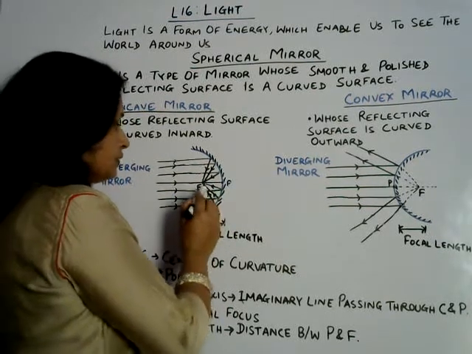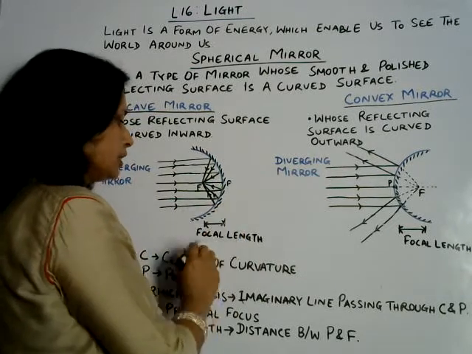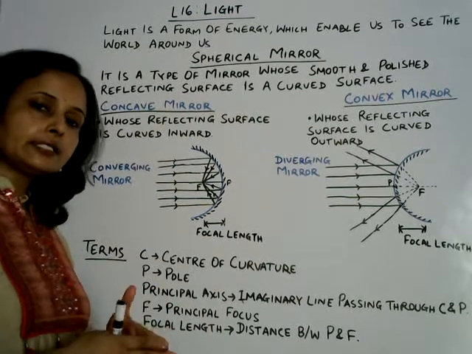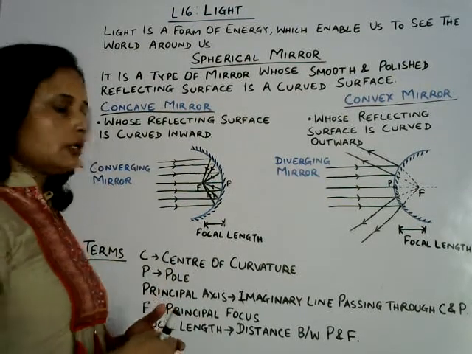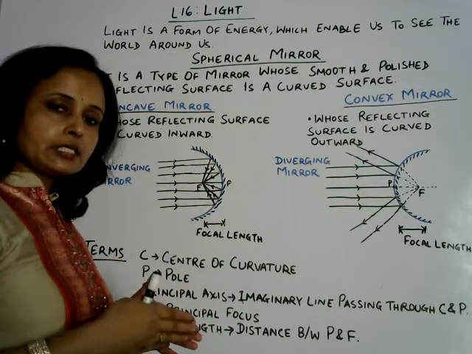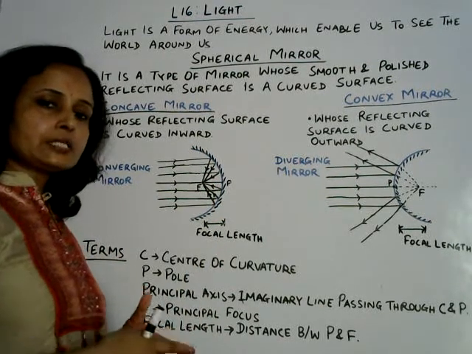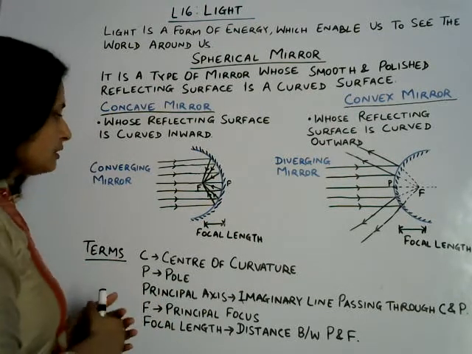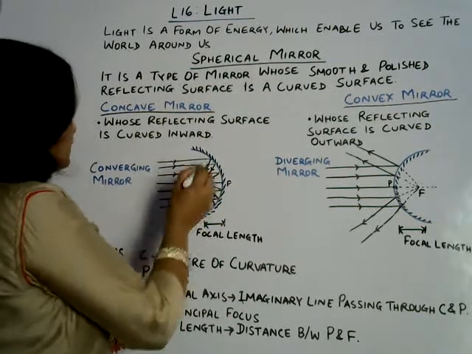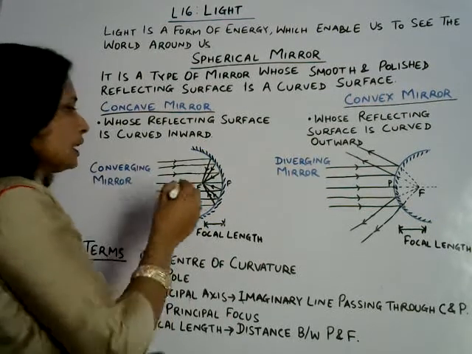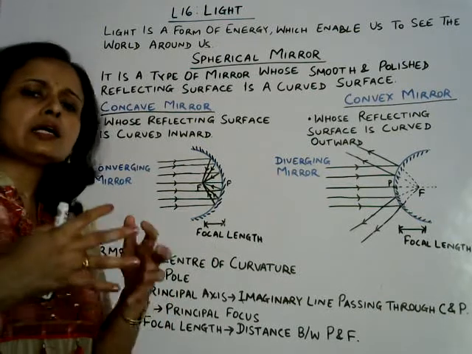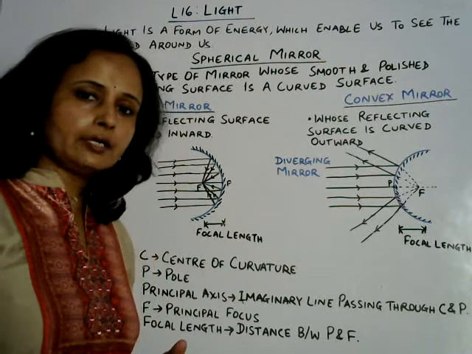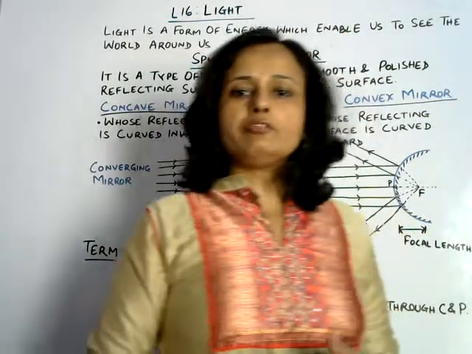The distance between this focus and the pole of the mirror is called focal length. Okay, so in concave mirror the reflected rays meet at a certain point on the principal axis, that is called focus. Such a focus is called real focus, and such a mirror is called converging mirror. That means all the reflected rays are converging, meeting at a certain point. Okay, clear? Now next one, convex mirror.